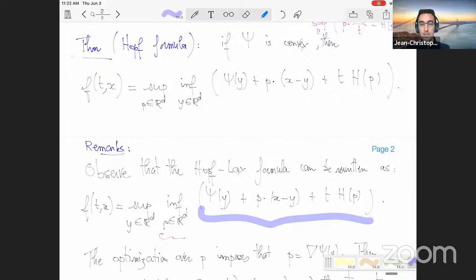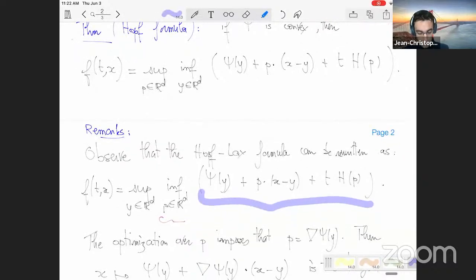Yeah, there's another question in the chat. Why does the optimization over P impose that P equals grad psi of Y? Well, it's kind of clear for the Hopf formula. And for the Hopf-Lax formula, because the P is what we do first. For the other one, it's not as clear, but the argument is similar to this envelope theorem we discussed last time: you can pass the derivative through the first optimization that you have done. So in fact, it's true in both cases. But it's clearer when you do the optimization over P first.